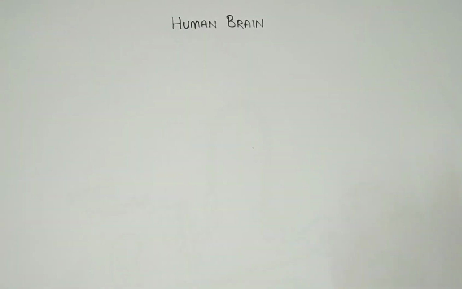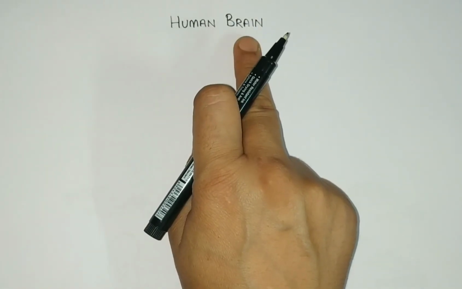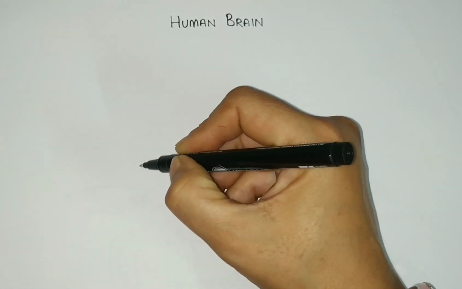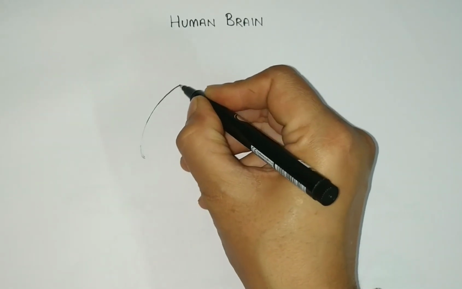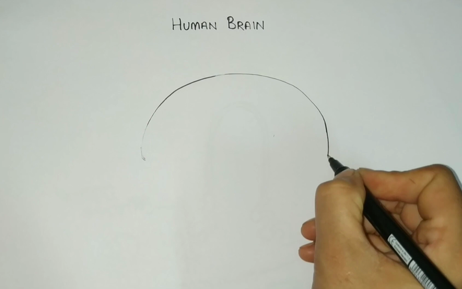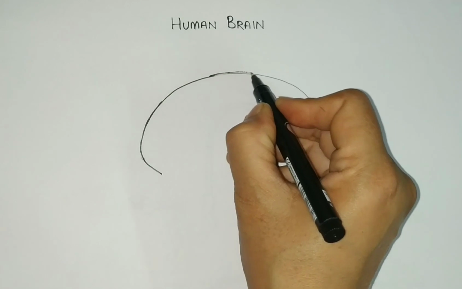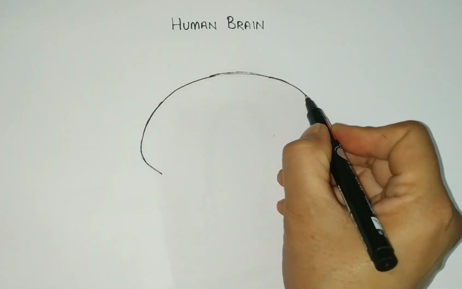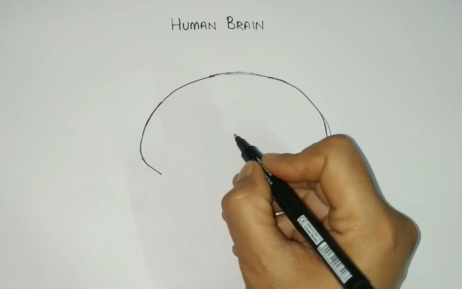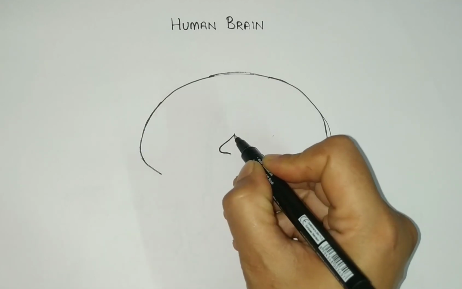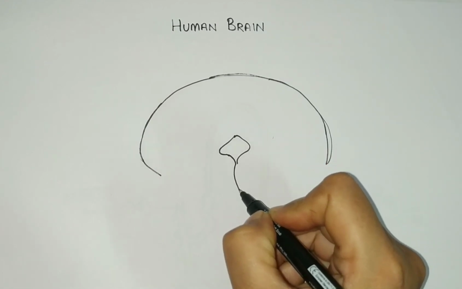Hello students, today we will learn to make a diagram of the human brain in a playway method. So first of all, we will make a structure like a semicircle. A simple semicircle is to be drawn first of all. After that, we will make a kite-like structure in between it. And this kite should have a tail with it.